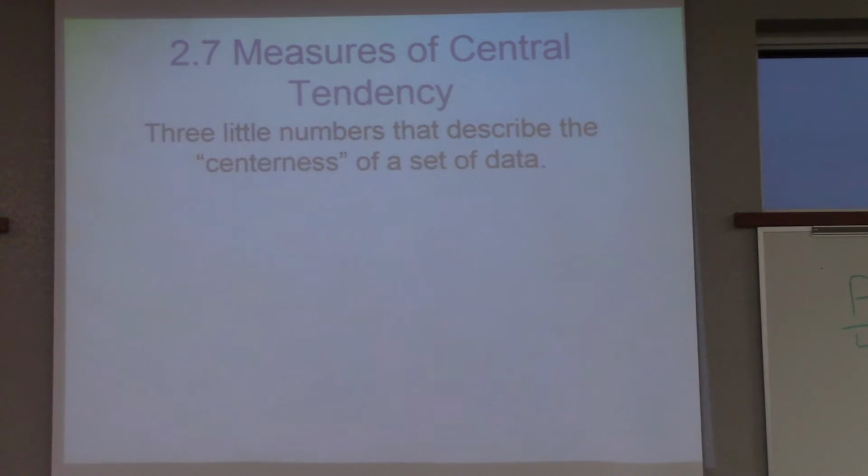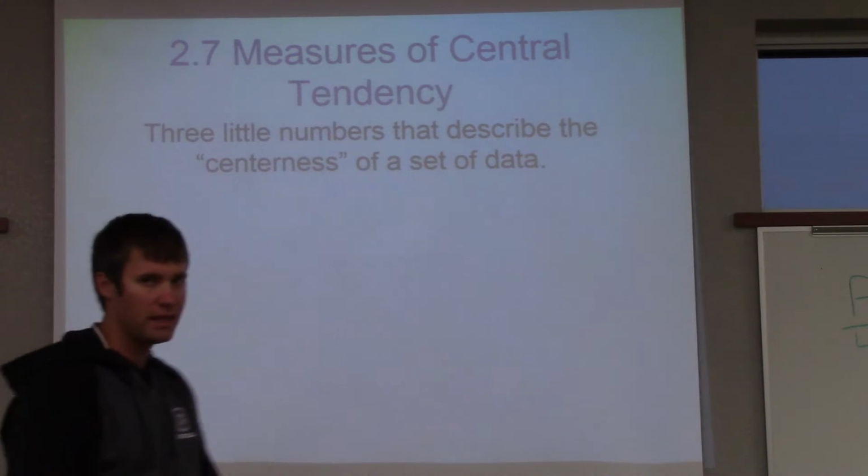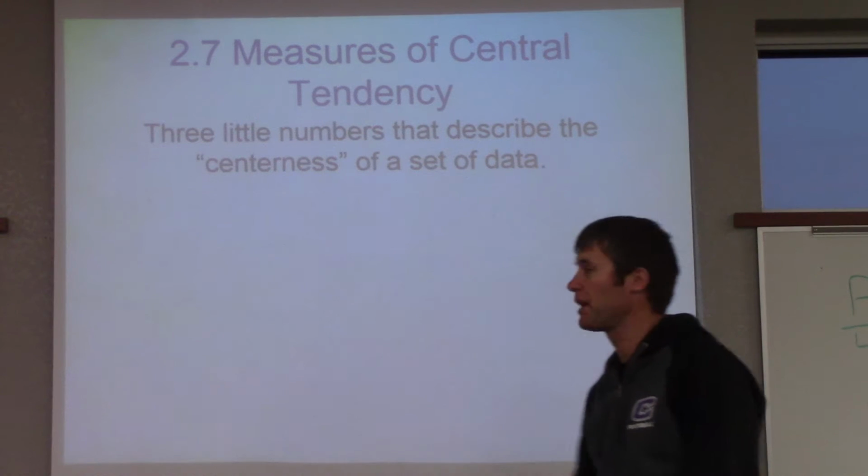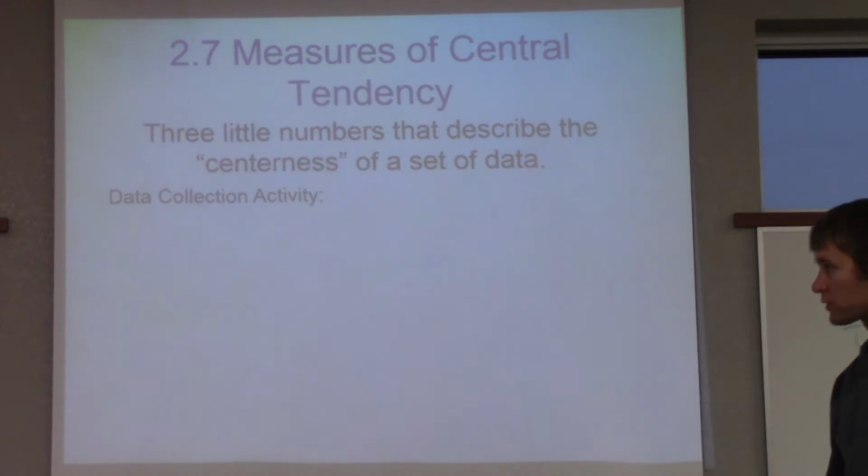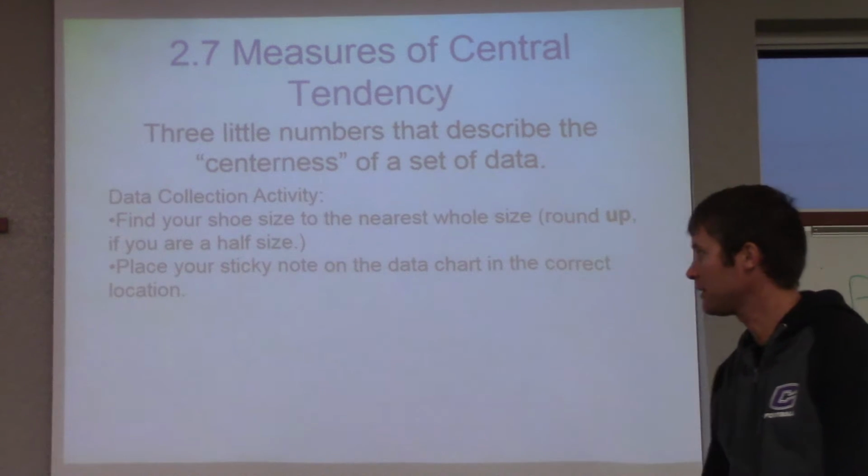Morning class, we're going to go over 2.7, measures of central tendency. We're going to look at three numbers that look at the centeredness, how the data fits together. That would be mean, median, and mode. We'll also talk about range. So we'll first go through what is the mean, median, and mode.